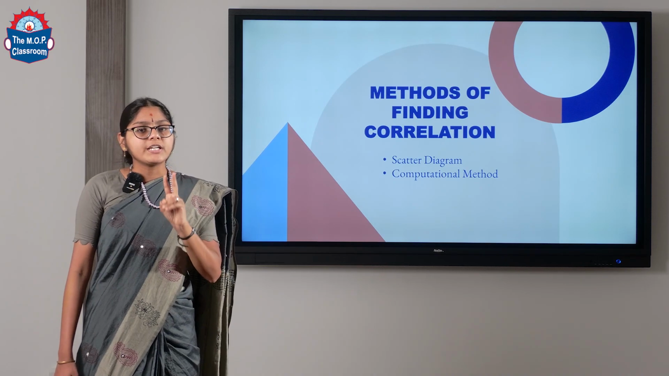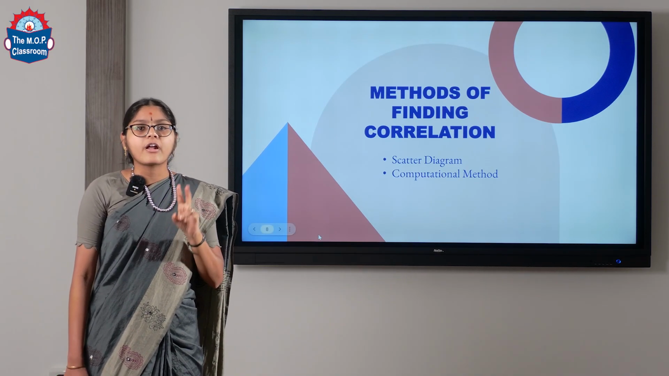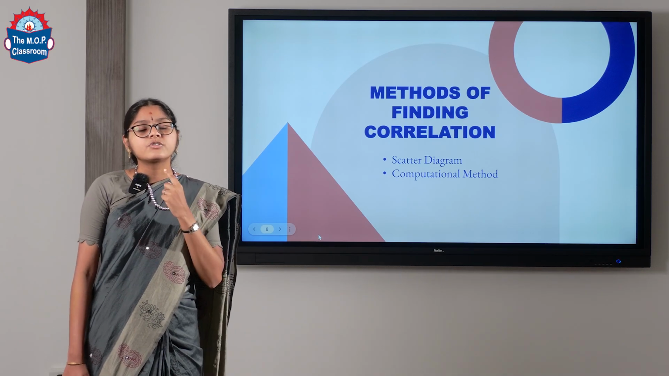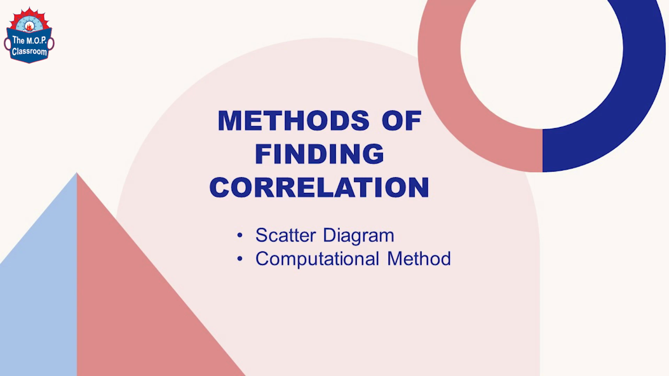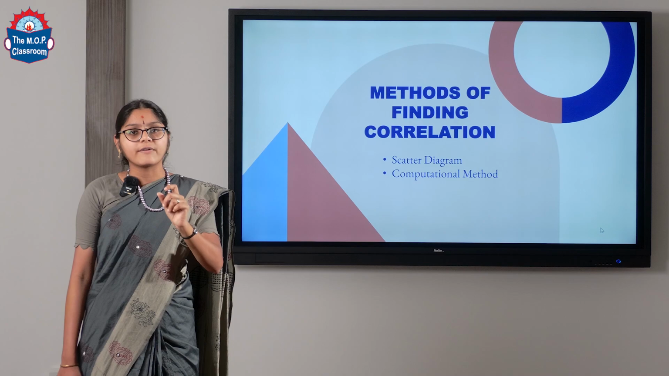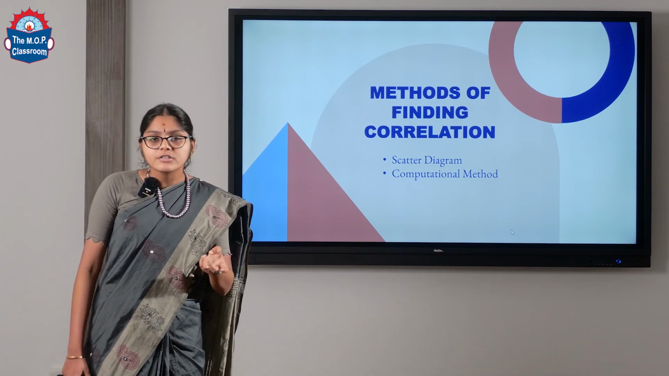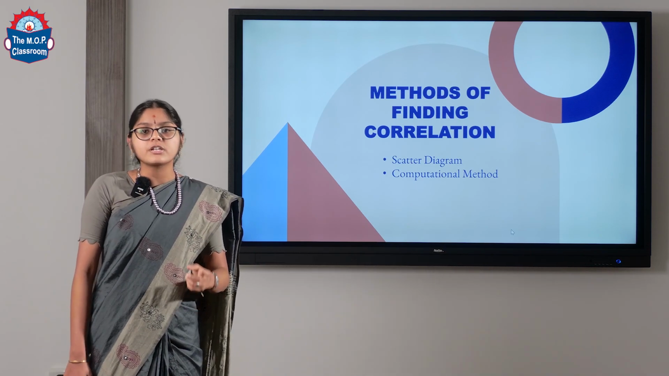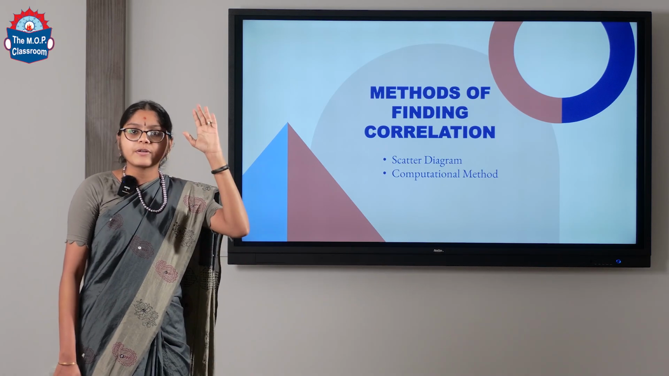There are especially two methods for finding this correlation. One is the scatter diagram, next is computational methods. As far as the scatter diagram is concerned, it is a graphical method. When you have data in your hand, you plot the data and fit a line. From the line which you have got, from the graph, you can infer whether it is a positive correlation, negative correlation, partial, total, or whatever it is.